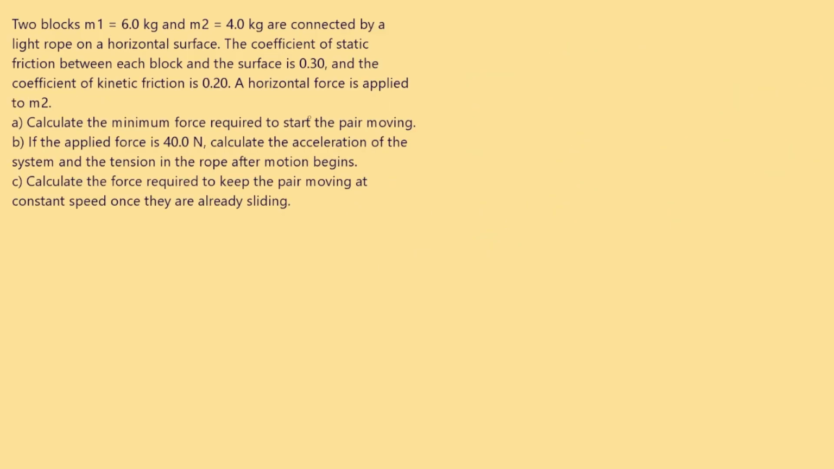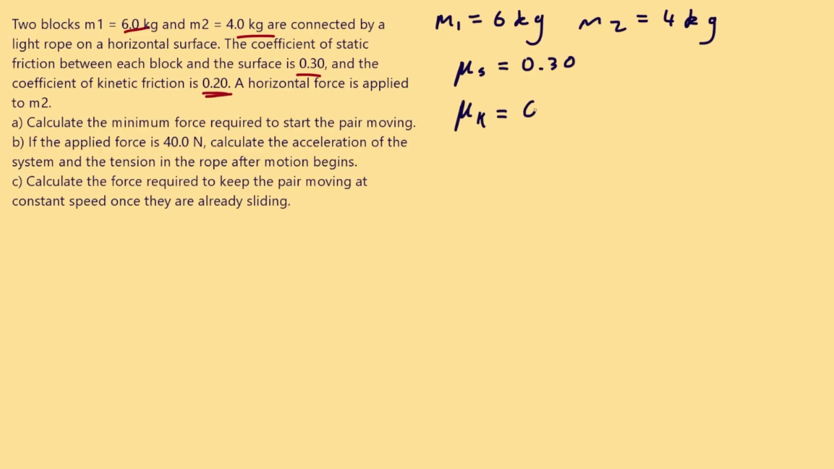This is a big problem, and I'm going to walk you through it. But we have a lot of stuff going on. Like always, I'm going to list out what we know. So we have 2 blocks, and I'm actually not going to draw a diagram this time. We have mass 1 as 6, mass 2 as 4. The static friction coefficient is 0.3. By the way, I'll underline where I'm getting these numbers. And for kinetic friction, it is 0.2.